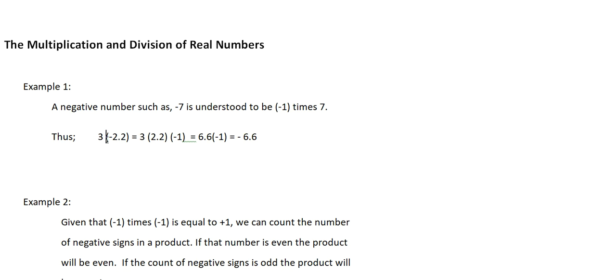Notice there was no symbol, there's no operator there. They're just right next to each other, and that's understood to be multiplication. So 3 times minus 2.2 is 3 times 2.2 times minus 1. Okay, so 3 times 2.2 is, of course, 6.6 times minus 1, and we end up with minus 6.6.